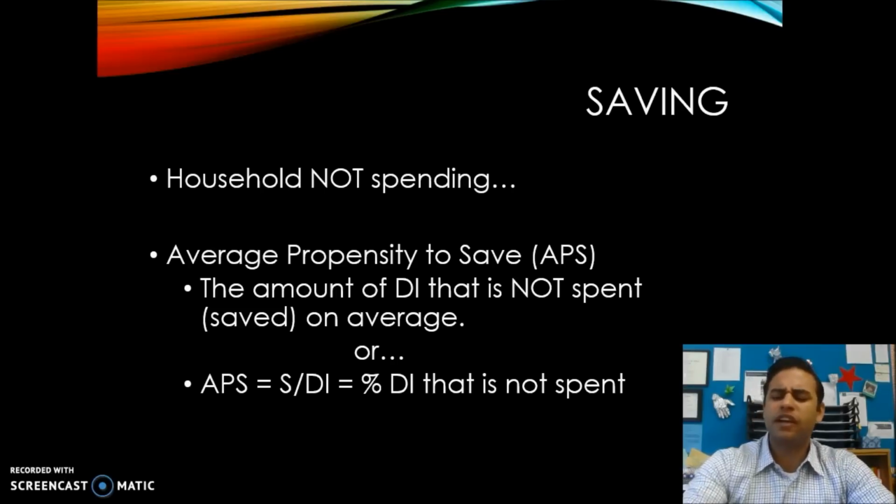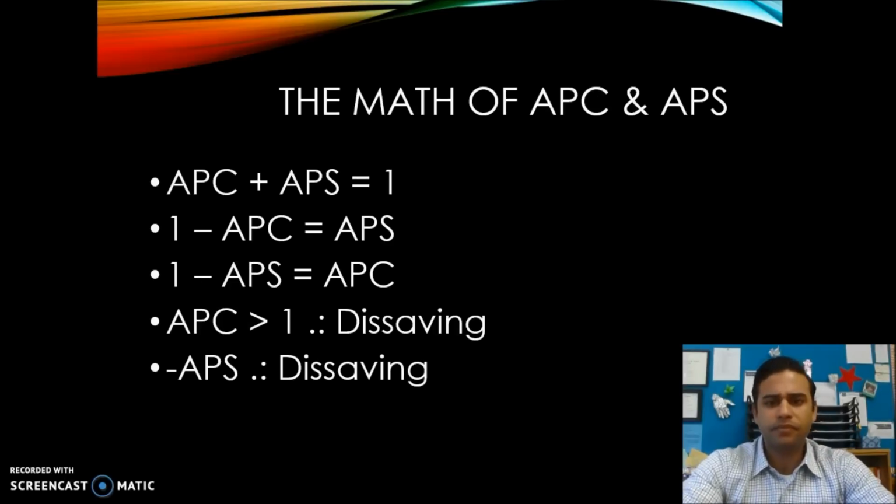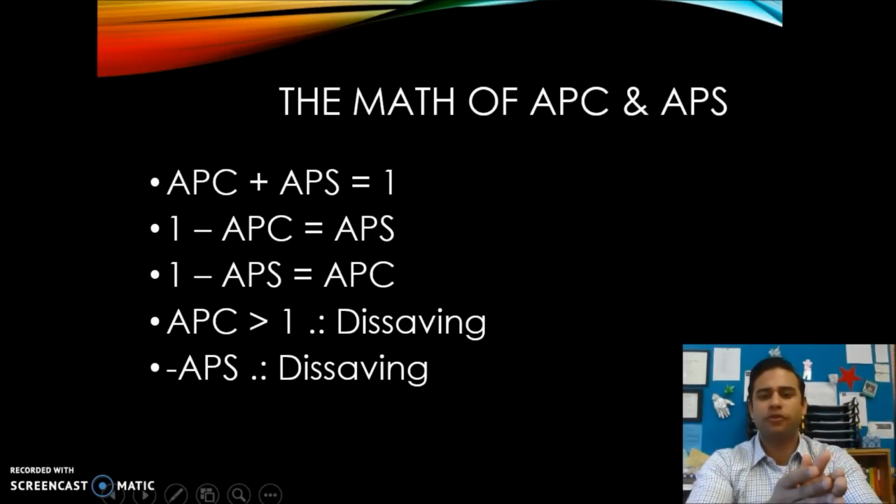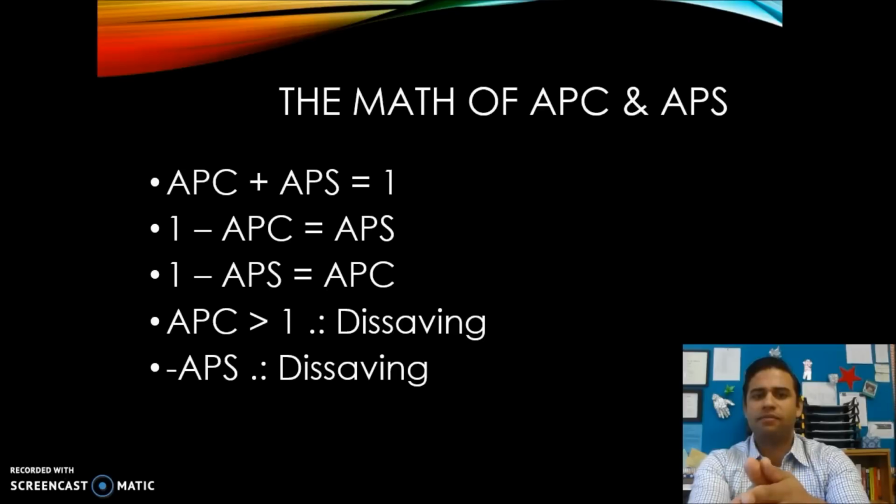So if we put these concepts together, then you end up with a couple of algebraic expressions that make a lot of sense, because the average propensity to consume plus the average propensity to save has to equal 1, right? Because there's only two things you can do with disposable income. You can either spend it or save it, right? So if you spend 90%, you had to have saved 10%, that equals 100%, right?